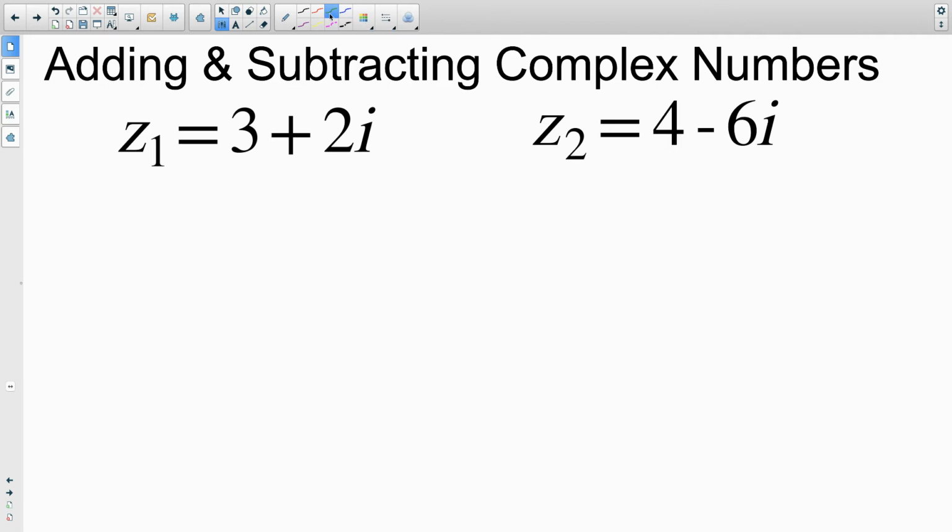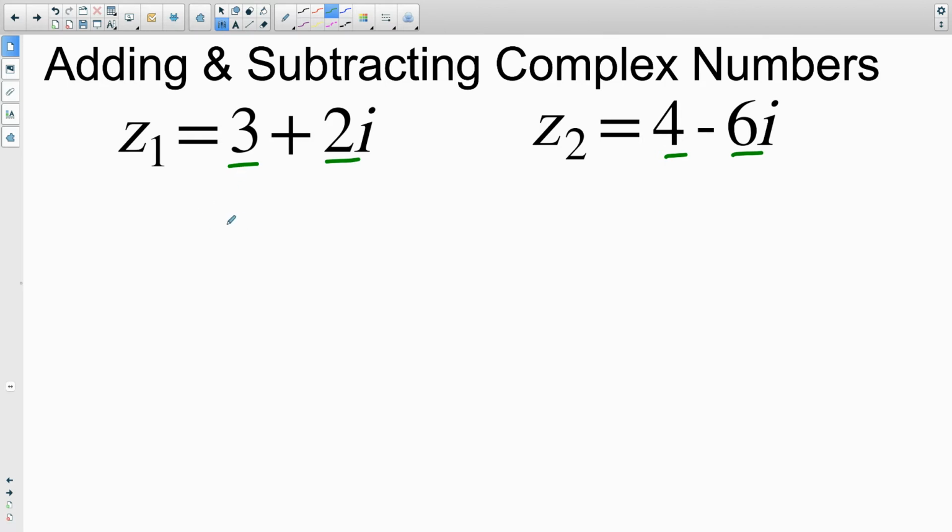Okay, adding and subtracting complex numbers. This is exactly as easy as you would hope it would be. So suppose I have one complex number, calling it z1. It has the real component of 3 and an imaginary component of 2. And then we have a second complex number z2 that has these two real and imaginary parts.